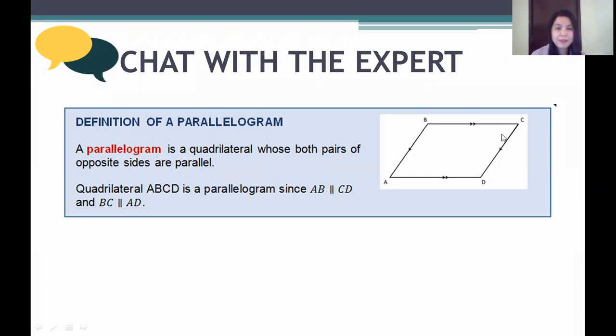Now, how do we write them in symbol? If you see the two bars there, that means it's parallel. So we say side AB, there must be a bar on top, is parallel with side CD. In a figure, this is how you draw parallel. If you have this symbol, the ones with only one arrowhead are parallel. The ones with two arrowheads are also parallel. Actually, you draw it this way. And we say that BC is parallel to AD.